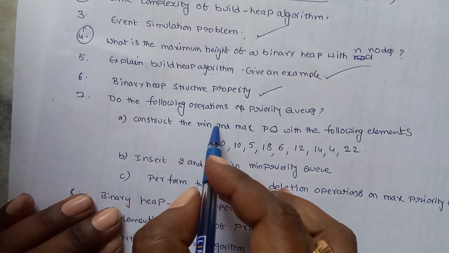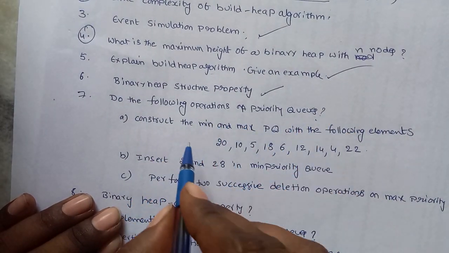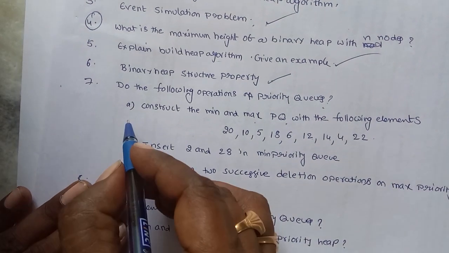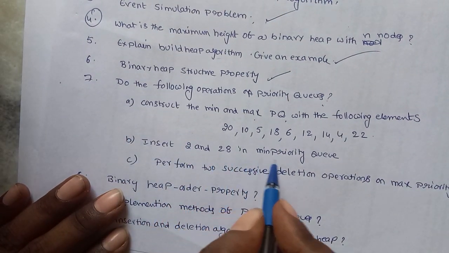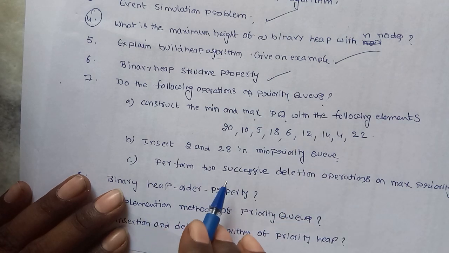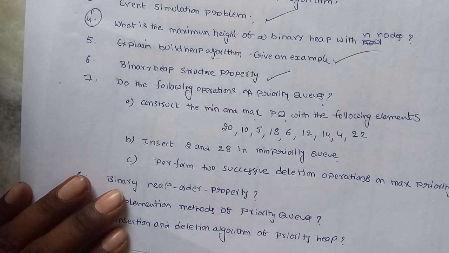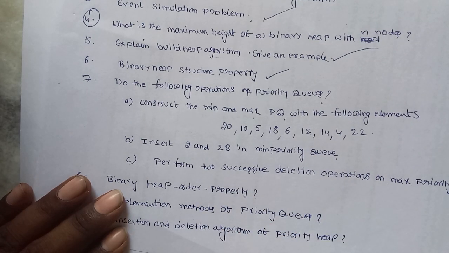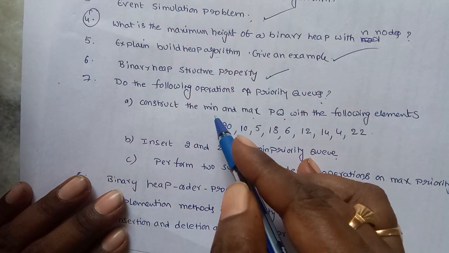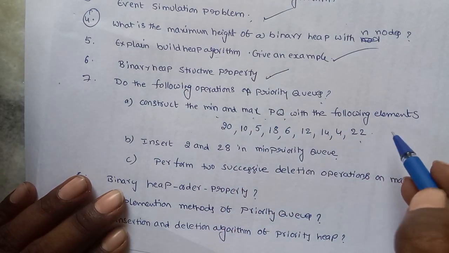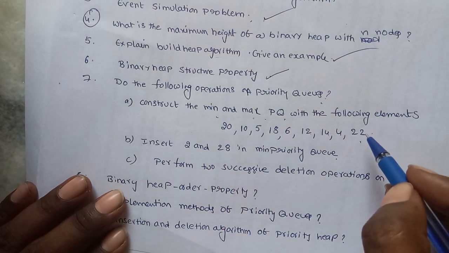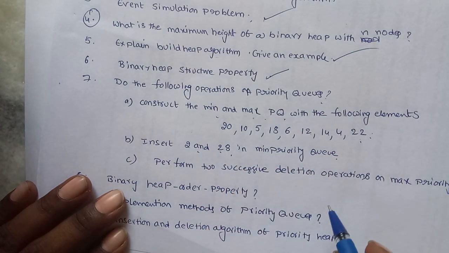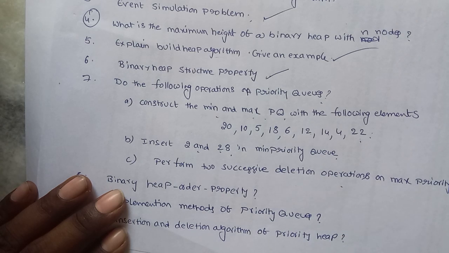Next one, do the following operations on priority queues. Construct min and max priority queue with the following elements. A. Insert 2 and 28 in the minimum priority queue. Perform 2 successive deletion operations on the maximum priority queue. Now in this question we have to apply min and max heap concepts. Min heap and max heap concepts. After construction, insert 2 and 28 to the minimum heap and perform 2 deletion operations on the maximum heap.